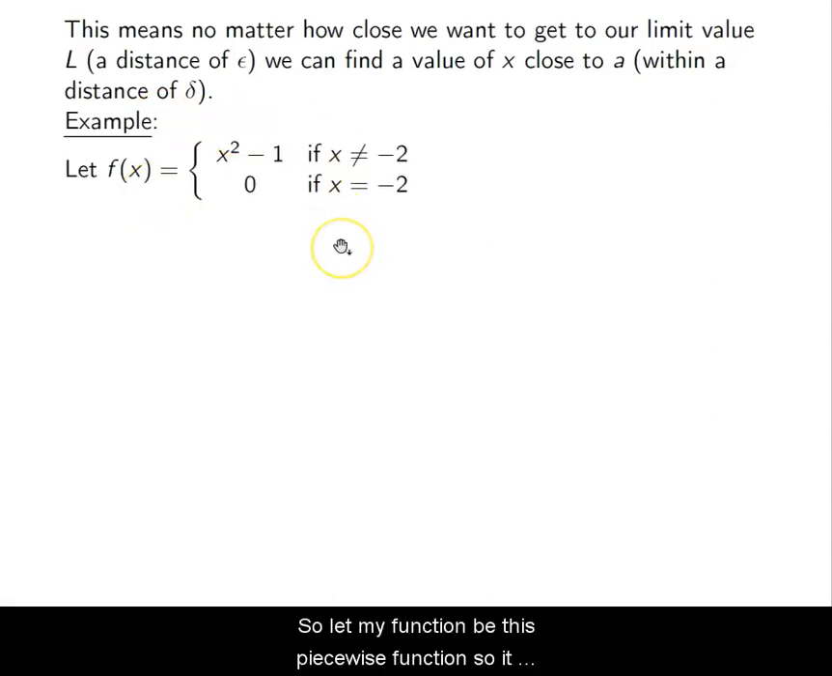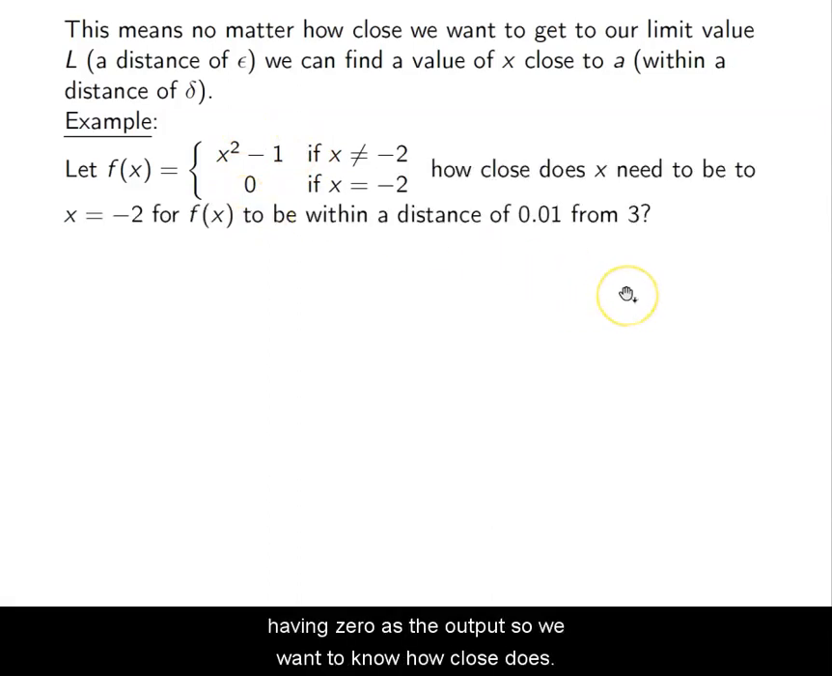So let my function be this piecewise function. Okay, so it should be very clear here that the left and right hand limits agree at x equals -2, but my function is not the same output, right? If I was to plug in -2 here, I would get out 4 minus 1 is 3. But I'm saying that there's a hole, there's a jump discontinuity. So instead of having 3 as the output, I'm having 0 as the output.